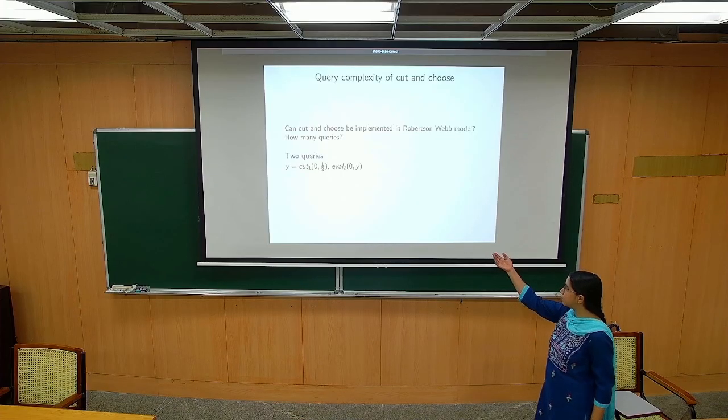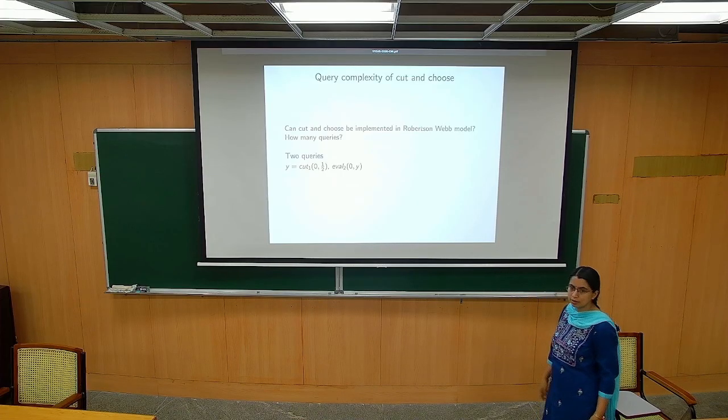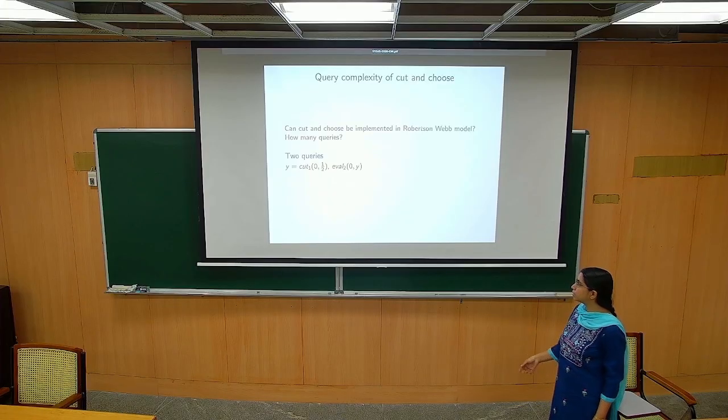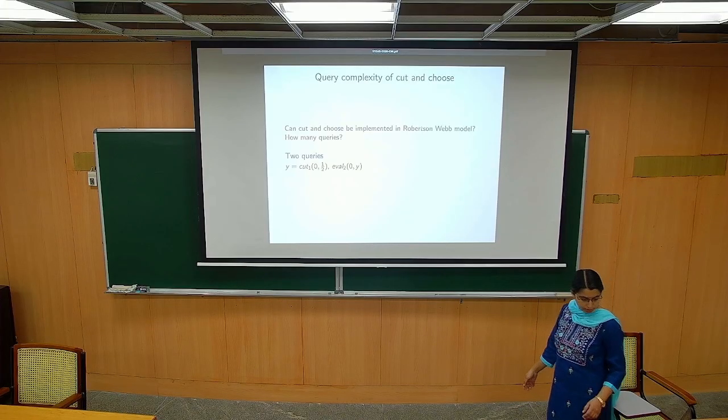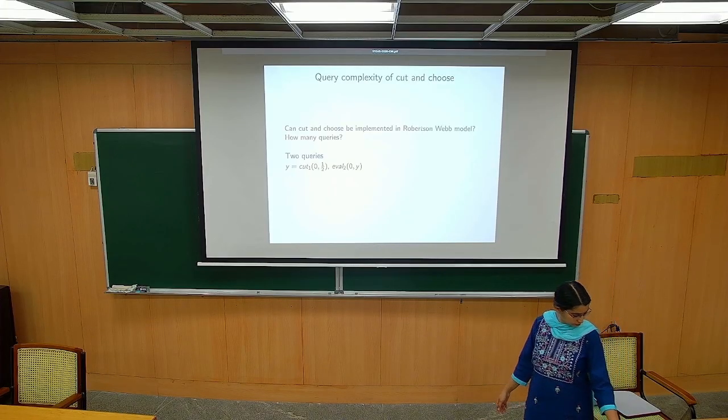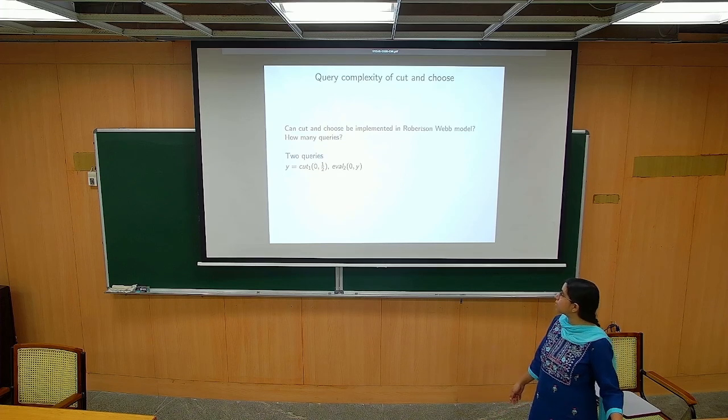So this one query is enough because if eval of 0 to y is less than half, then of course we can give the y to 1 piece because that is going to be more than half. So in two queries we are done.